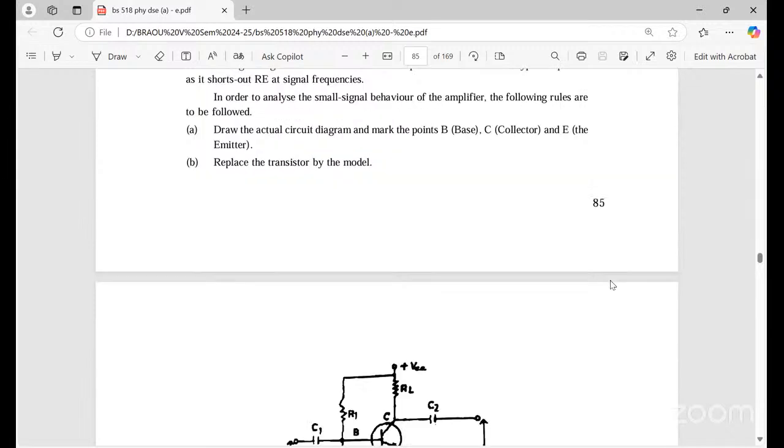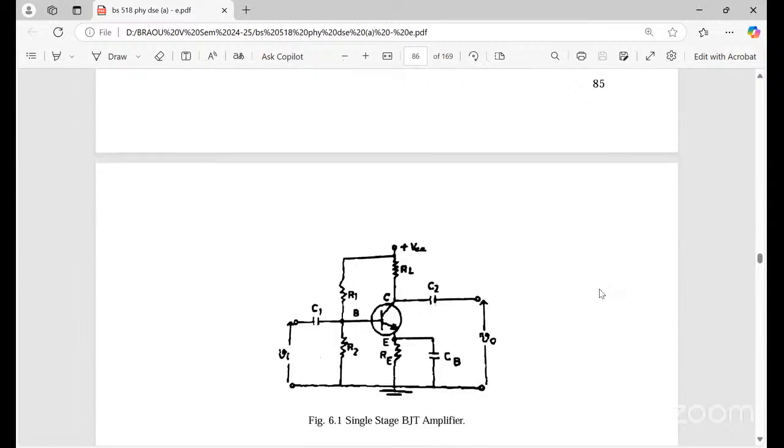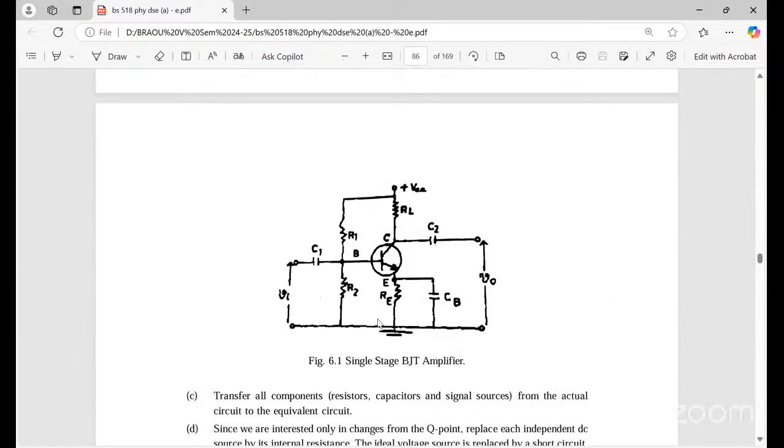So here, what are the conditions? This is the single stage circuit. We are giving the input and taking the output here. This is an NPN transistor, with R1 and R2, RL and RE. RE is the emitter resistance, RL is the load resistance, and C2 is the coupling capacitor.